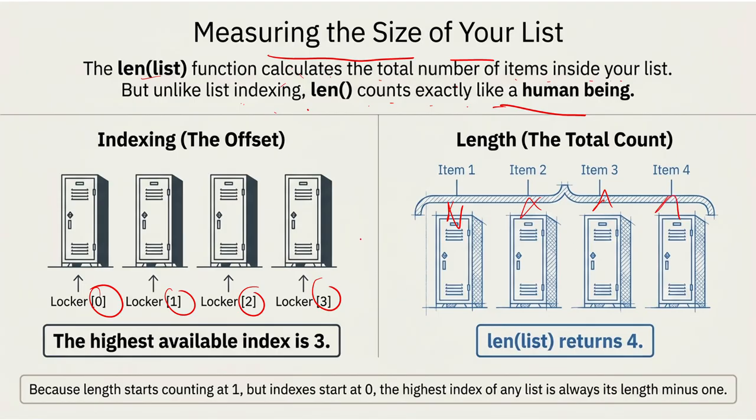So if you have this list and you count the highest available index, it will be 3 because index starts at 0. But if you count the len, the number of items within the list, it will be 1, 2, 3, and 4. It will be 4. Because length starts counting at 1 but indexes start at 0, the highest index of any list is always length minus 1. So if you see, the highest index is 3 over here, which is 4 minus 1. So always your highest index will be len of the list minus 1.